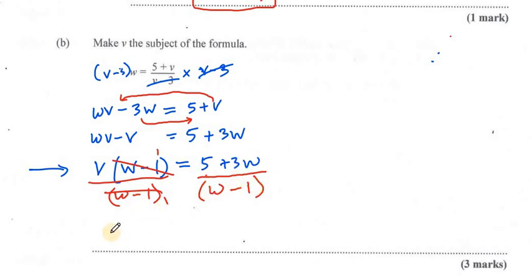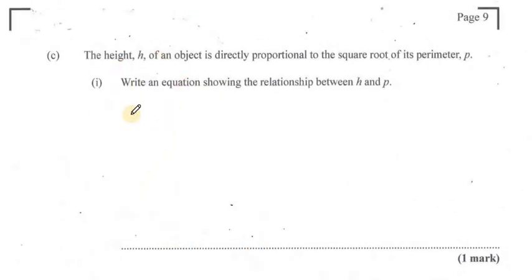So now we have what? V. Notice that we actually have v by itself now. V is equal to 5 plus 3w over w minus 1. So v is now the subject. This is our answer.